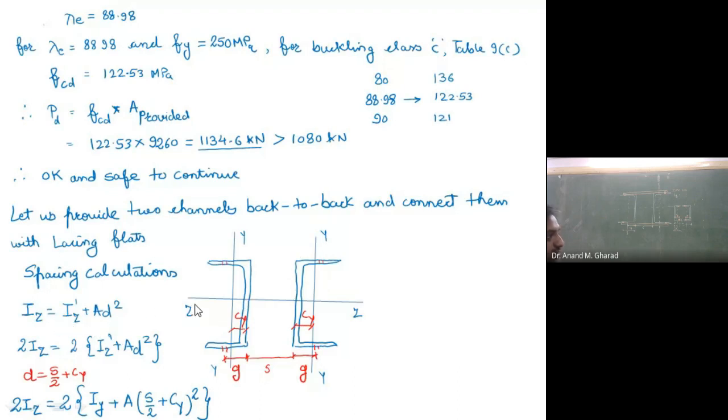you can see z-axis ke about there is symmetry, but about y-axis there is not symmetry, because there are two different or individual axis of symmetry for these two channel sections. We will have to transfer that. Okay, and with the help of the parallel axis theorem, you can easily do that. Okay, so Iz is equal to Iz dash plus AD square.